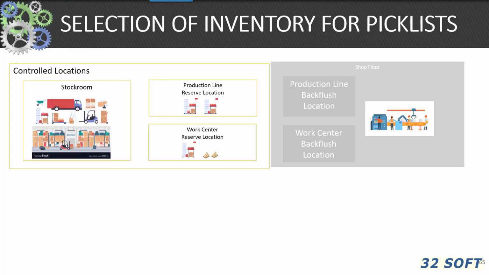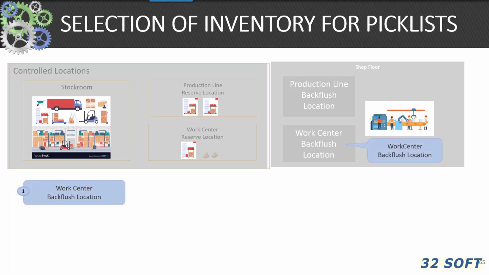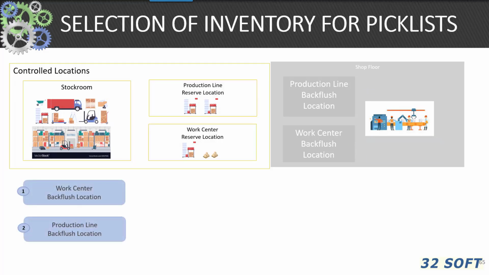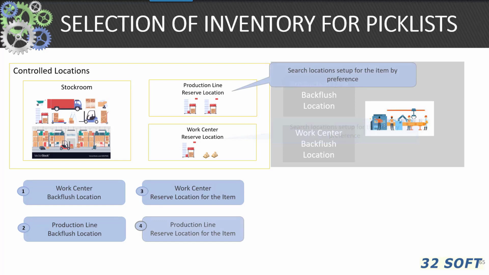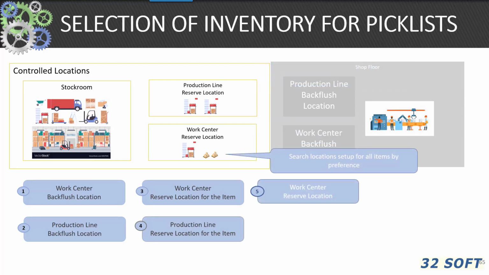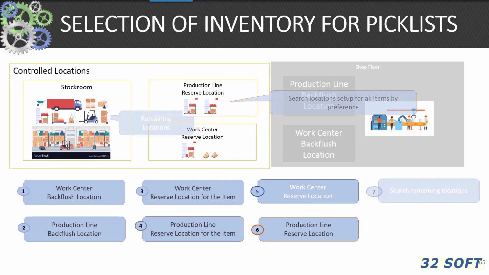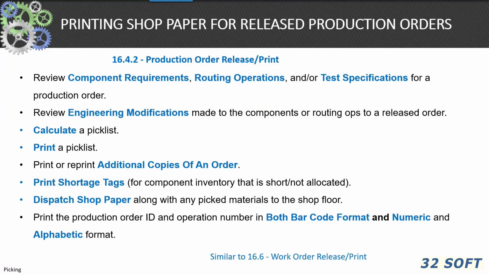The system goes through and looks at the controlled locations and shop floor locations to look at the sequence to pick. It starts with the work order backflush, then it looks at the production line backflush, then goes to the work center reserve location, then to the production line reserve location, and then we'll go and look at remaining locations for the sequence of those pick lists.